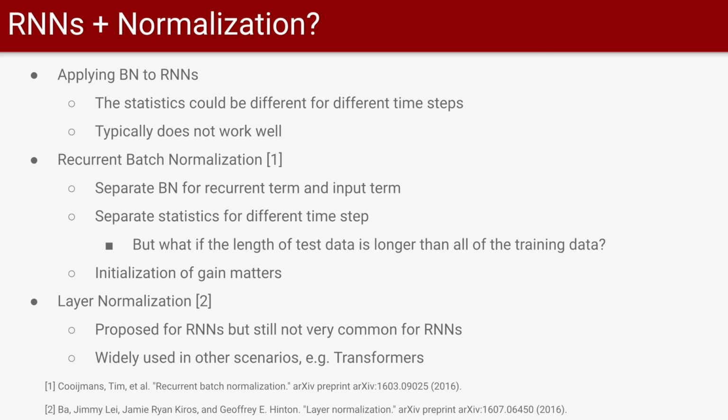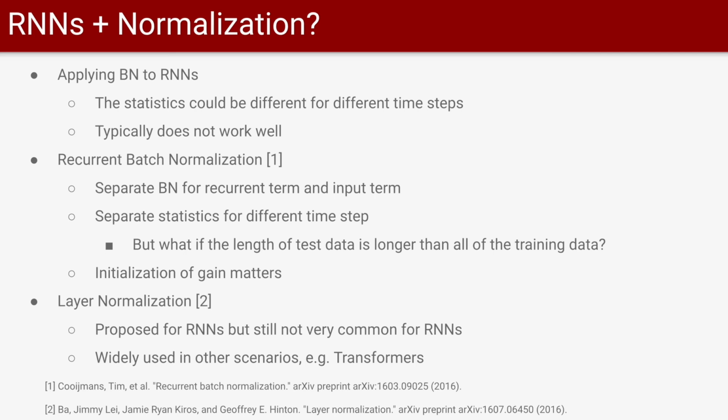So the most obvious problem is that the statistics could be different for different time steps, right? And it also turns out that using batch norm on RNNs in an obvious way typically does not work well in a lot of different settings.